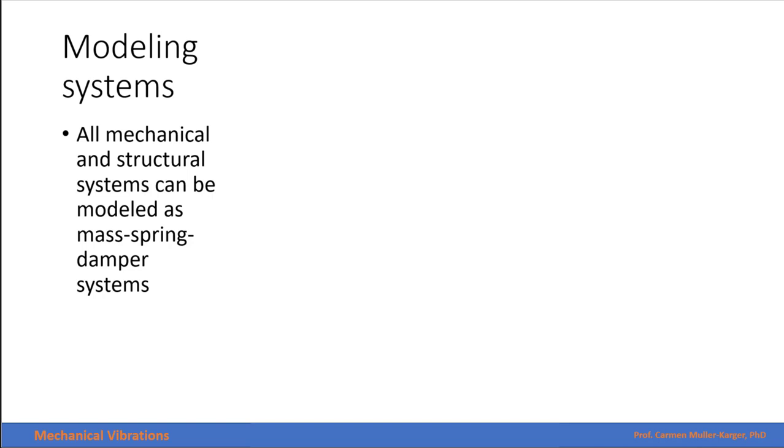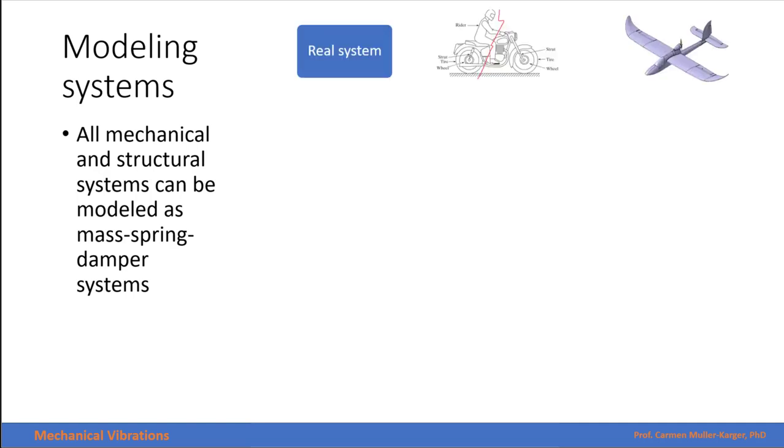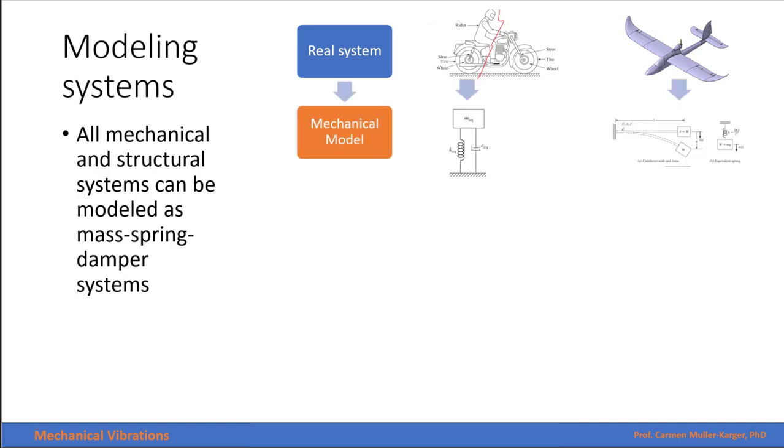All mechanical systems and structural systems can be modeled as mass-spring-damper systems. Most practical vibration systems are very complex, and it's impossible to consider all the details for the mechanical model and the mathematical model. Therefore, we have to find equivalent, simplified systems to be able to do an analytical analysis of our system. So today we will focus on how to convert a real system into a mechanical system.